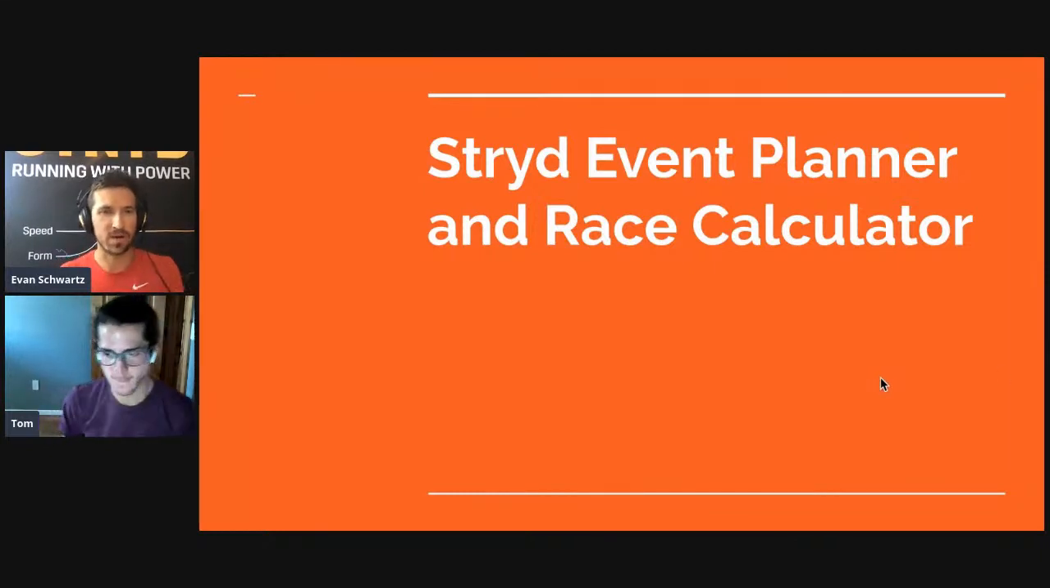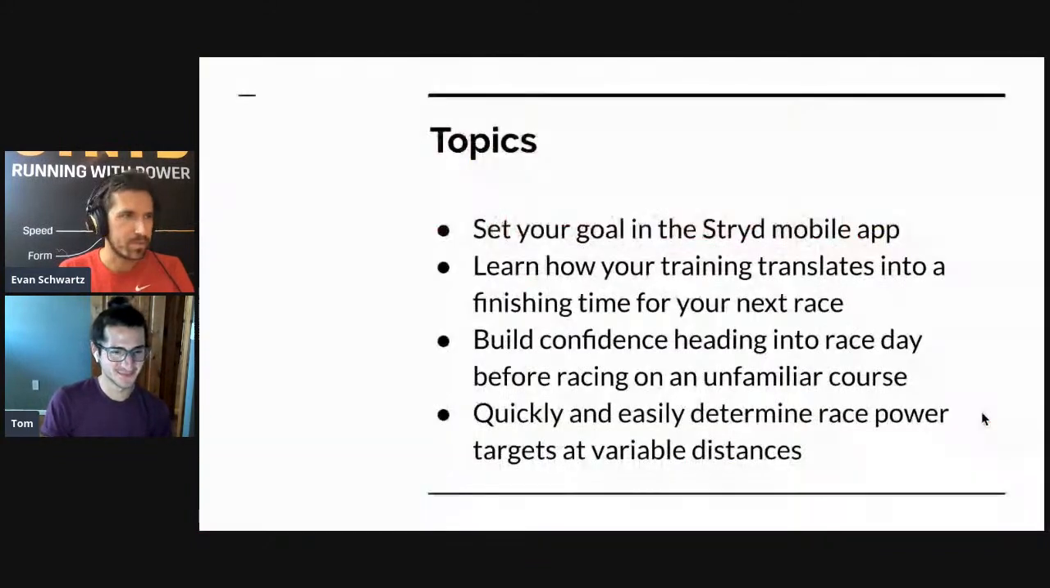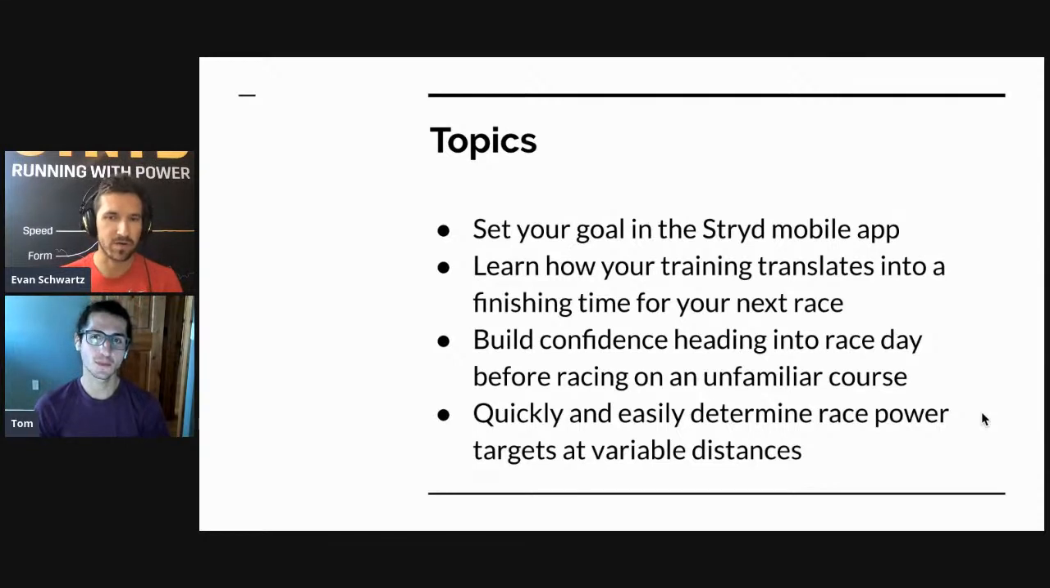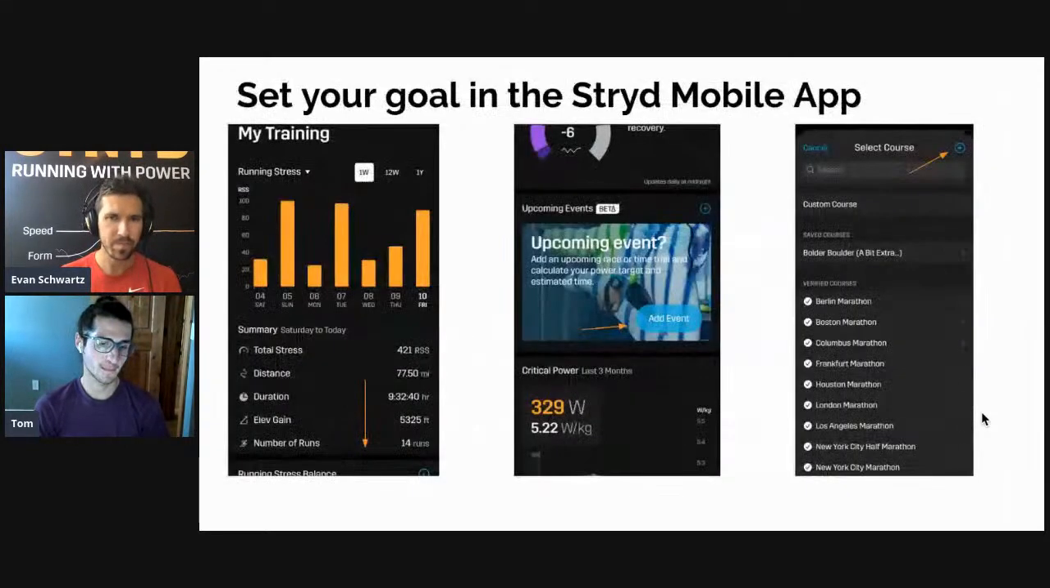Like I said, we're going to talk a little bit more about the Stryd Event Planner and Race Calculator release that we had earlier this week, and we're going to do some live demos again on the iOS side, and we'll also have a PowerCenter demo. And we'll look at my data as well as Tom's data. So I'm excited to get a little bit more variety on the show. So starting off, topics: we're going to talk about how to set your goal in the Stryd mobile app, learning how to translate your training into a finishing time for your next race, building confidence heading into race day before racing on an unfamiliar course, and then quickly and easily determining race power targets at variable distances.